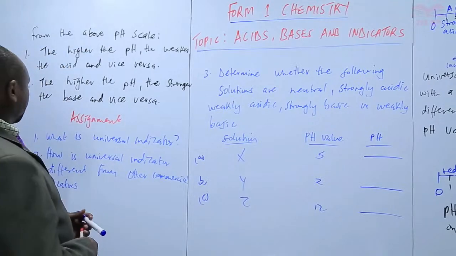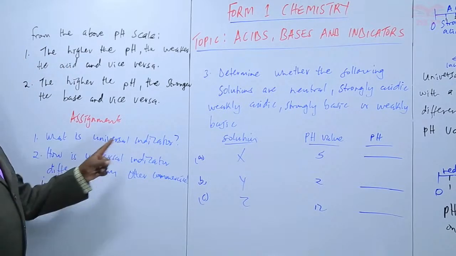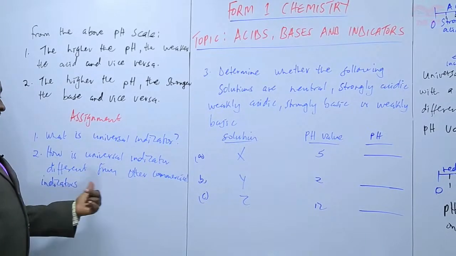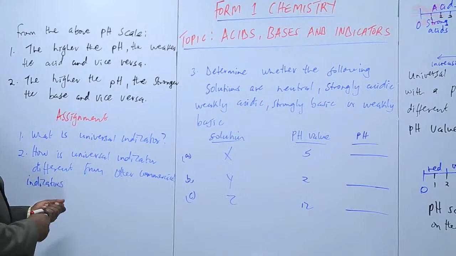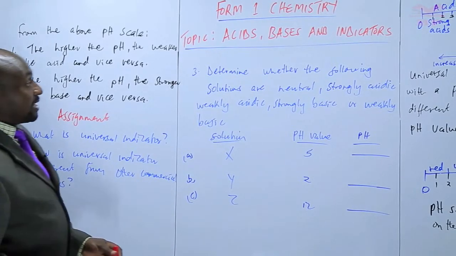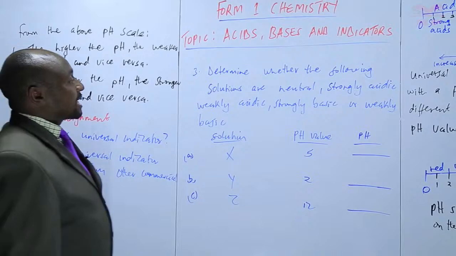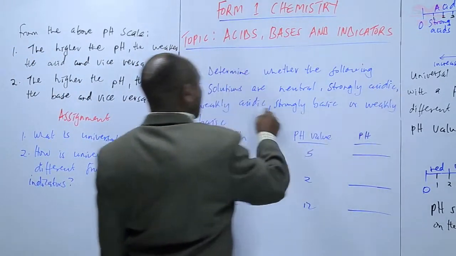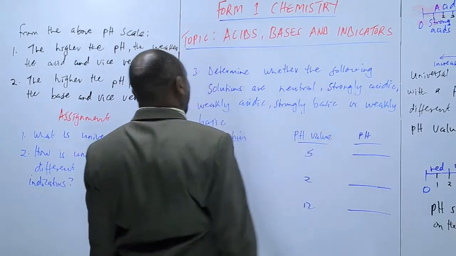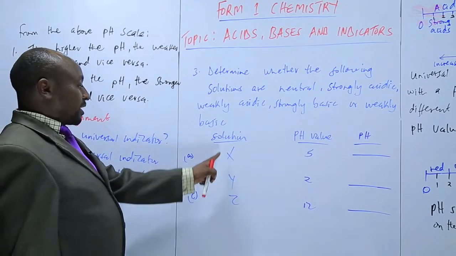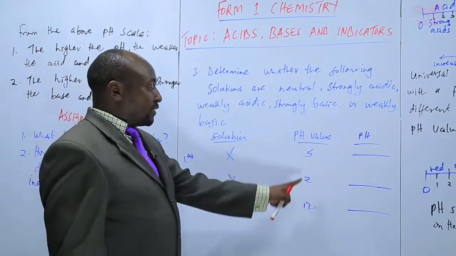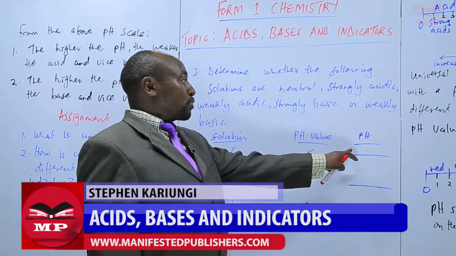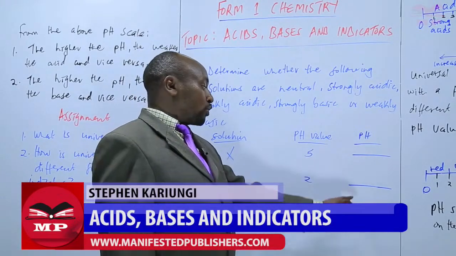For the assignment, the first question: what is universal indicator? Second, how is universal indicator different from other commercial indicators? Number 3, determine whether the following solutions are neutral, strongly acidic, weakly acidic, strongly basic, or weakly basic. So we have solutions X, Y, and Z. The pH value is given. You are supposed to say whether each one is a strong acid, weak acid, strong base, weak base, or neutral.